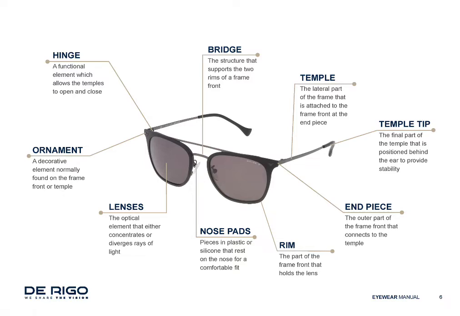The temple tip is the final part of the temple that is positioned behind the ear to provide stability. The end piece is the outer part of the frame front that connects to the temple. The rim is the part of the frame front that holds the lens. Nose pads are pieces in plastic or silicone that rest on the nose for a comfortable fit. Lenses are the optical element that either concentrates or diverges rays of light. The ornament is a decorative element normally found on the frame front or temple.